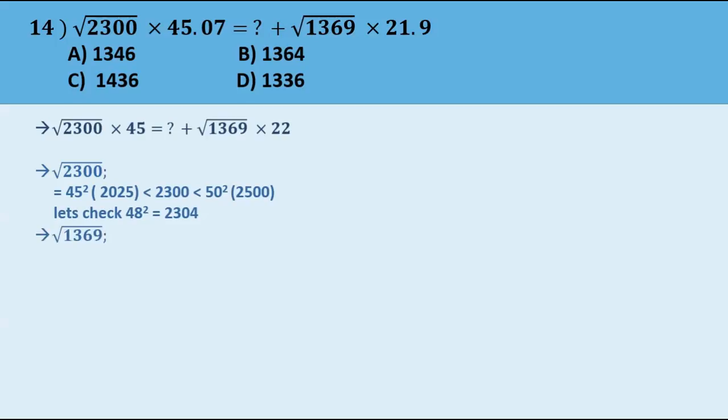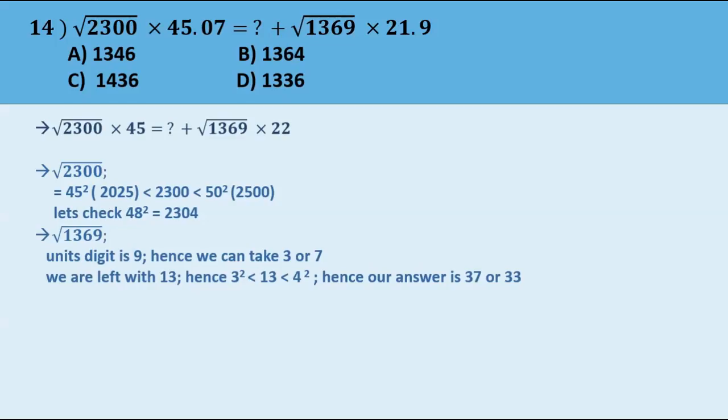Now let us find the square root of 1369. The units digit is 9. Hence, we can say that the units digit of the square root would either be 3 or 7. In order to find the other digit, let's strike the last two digits. We are left with 13. On inspection, we see that 13 falls between 3 square and 4 square. So we take the smaller of the two, that is 3 square. So we can safely conclude that the square root of 1369 would either be 33 or 37.